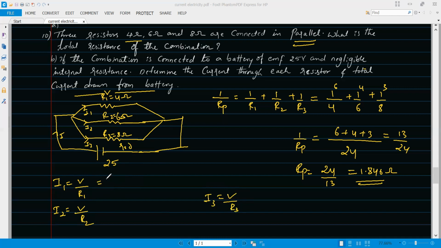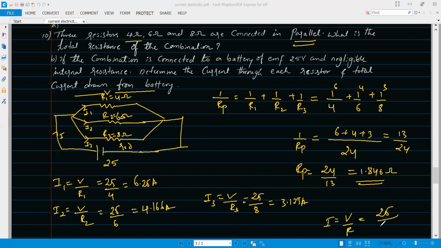So V is 25 divided by 4, this is 25 divided by 6, and this is 25 divided by 8. So 25 divided by 4 is 6.25 ampere. So this is nothing but 4.166 ampere, and this is nothing but 3.125 ampere. So to confirm, you can calculate the value of I also. I is equal to V divided by R. V is 25 divided by R is 1.84.